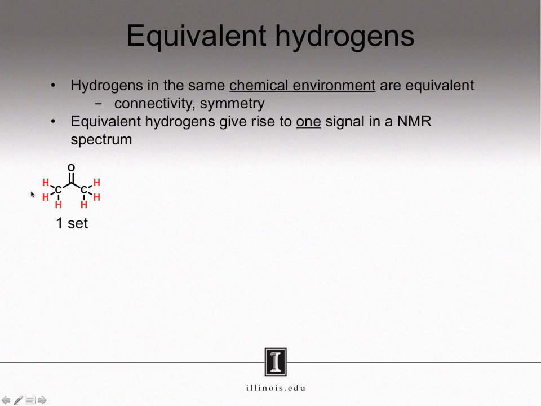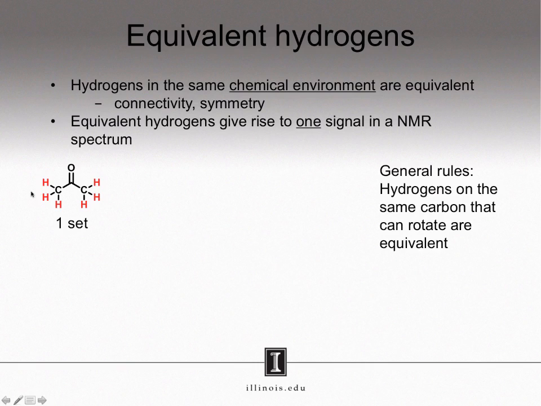This leads us to our first general rule for determining whether protons are chemically equivalent. Hydrogens on the same carbon that can rotate, and "can rotate" is an important caveat, which we will discuss shortly, are equivalent. So, these 3 protons on the left are chemically equivalent to each other. These 3 protons on the right are chemically equivalent to each other.